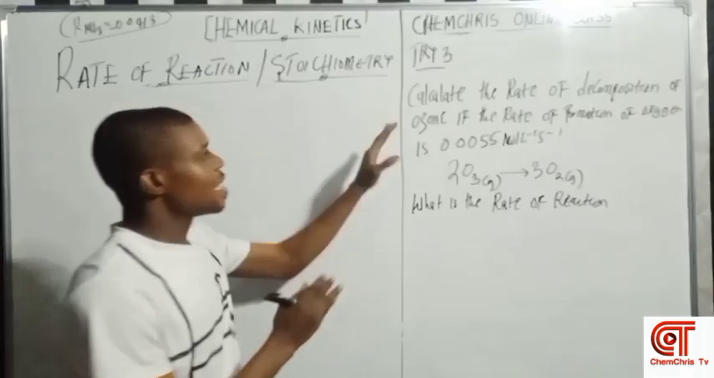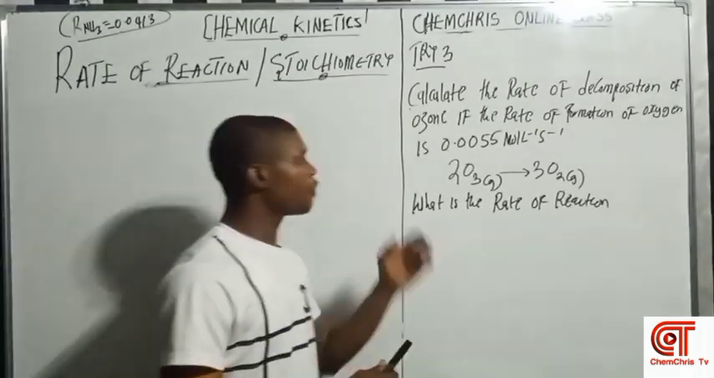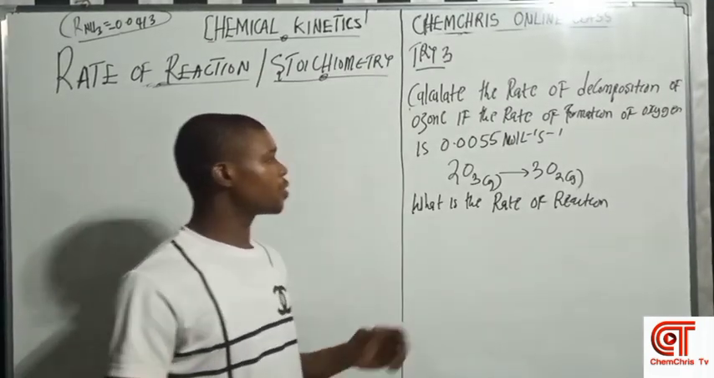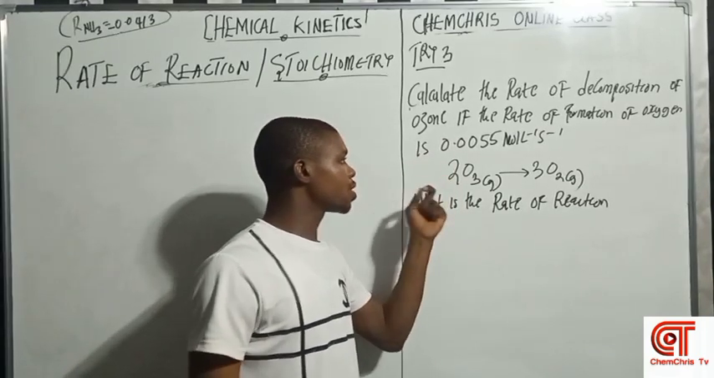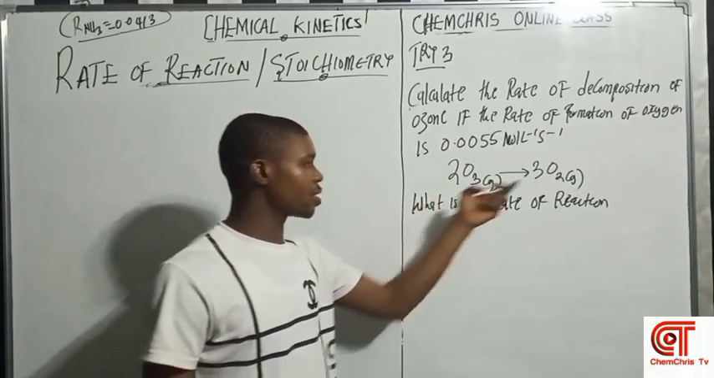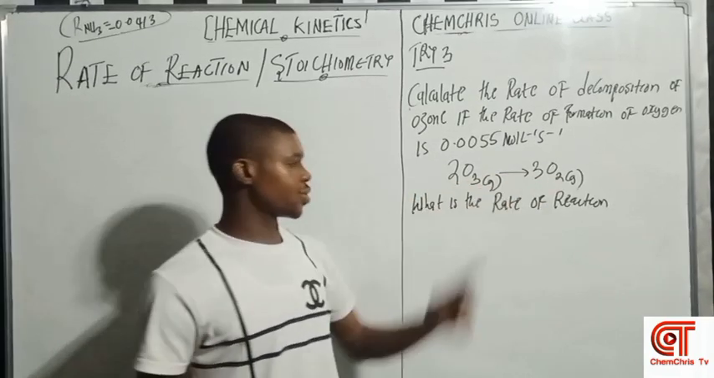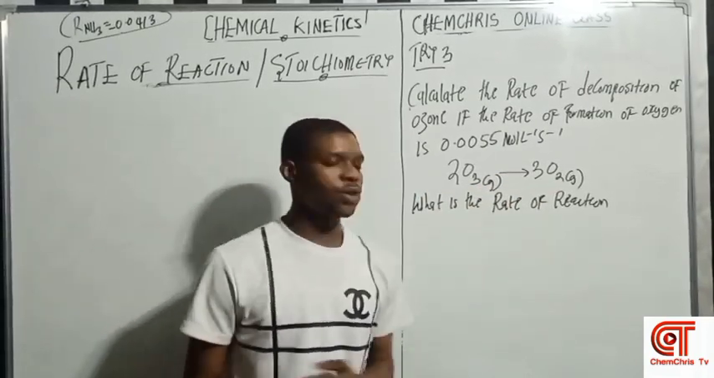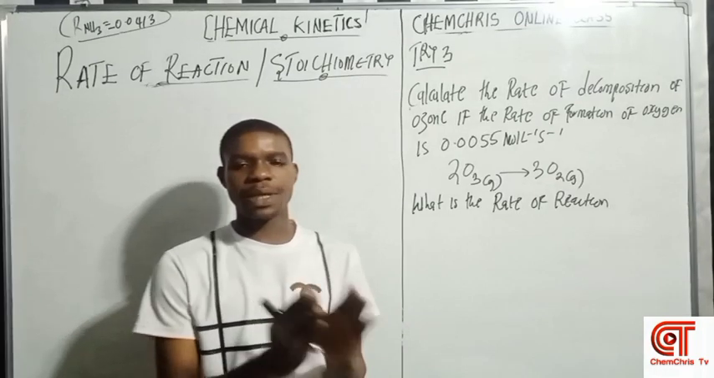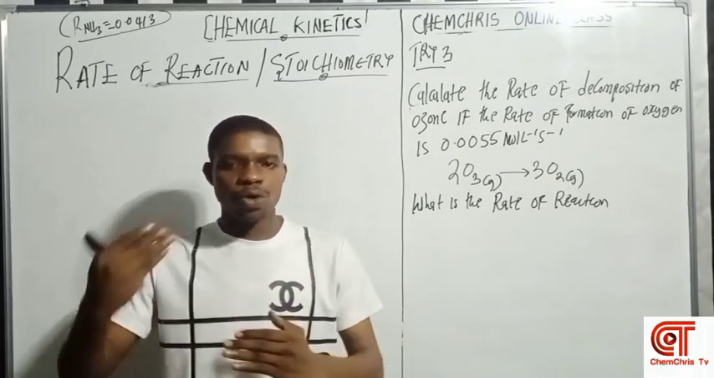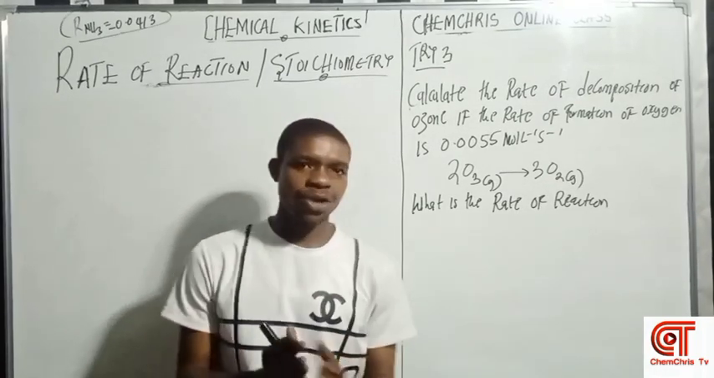Do you get that? So they say calculate the rate of decomposition of ozone if the rate of formation of oxygen is 0.0055 mole per liter per second. So look at the equation here. It doesn't say what is the rate of reaction. So it's what you have done. As a matter of fact, this one is a little bit easier than the one we have done. So go ahead, try this one for me.